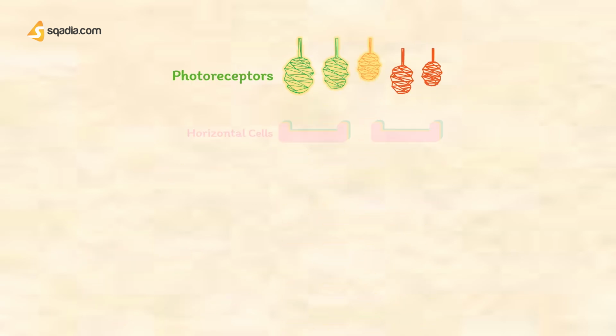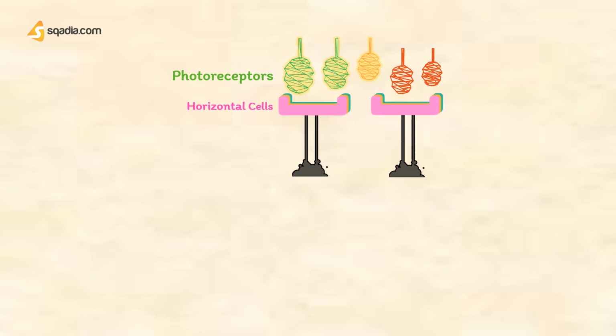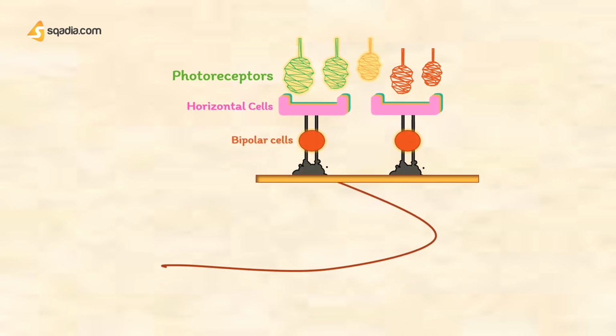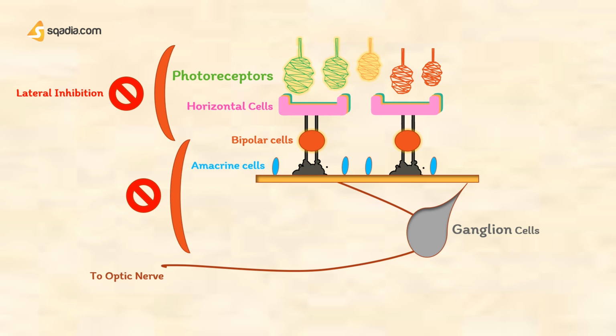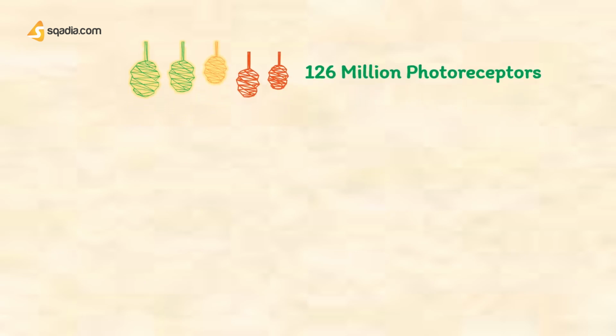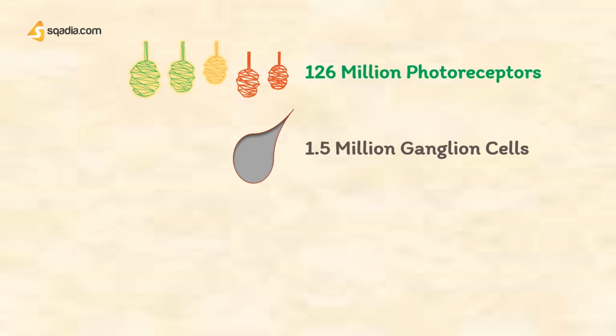In addition, this complex structure also contains two groups of interneurons, horizontal and amacrine cells, that function by exerting their influence in a horizontal manner by causing lateral inhibition on surrounding synaptic connections between receptor cells and bipolar cells and ganglion cells, respectively. Each eye contains approximately 126 million photoreceptors, but only 1.5 million ganglion cells.